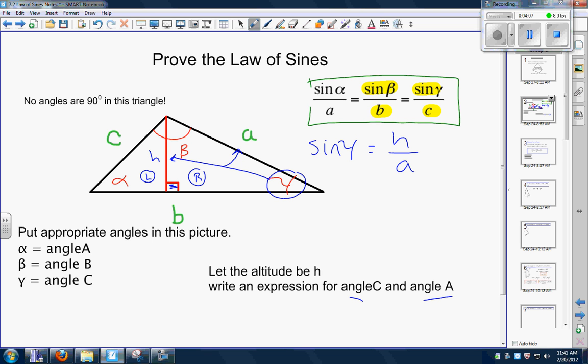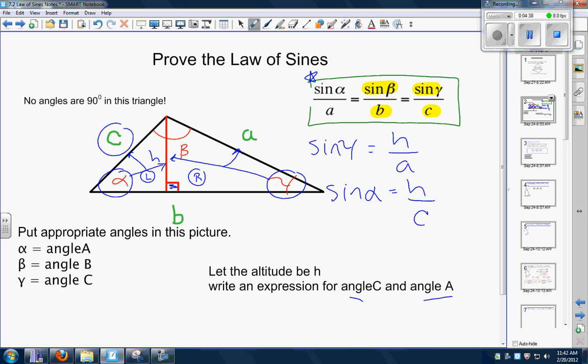Do the same thing for angle A. So if you guys want to pause it here and see if you can take what we're about to do and turn it into this stuff here, I'd encourage you to do that. I'm going to come over here to angle A. I'm going to do the same thing. And I'm going to say sine of alpha is opposite, h, all over side c.